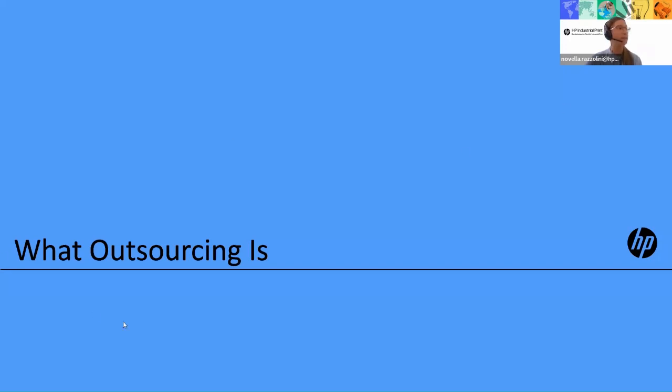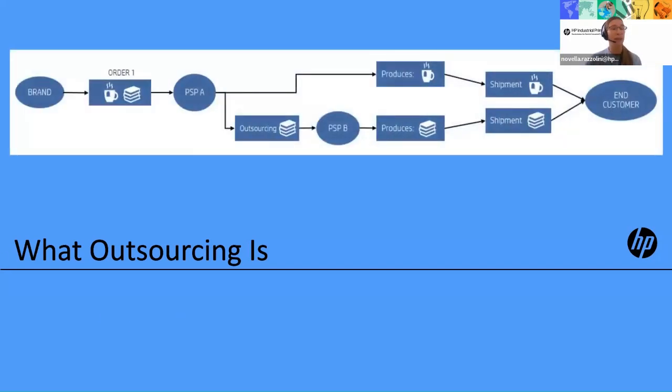The way it works is pretty much what can be seen in this flow chart. The brand sends in an order that is composed of 2 line items, 1 mug and 1 book, for example.